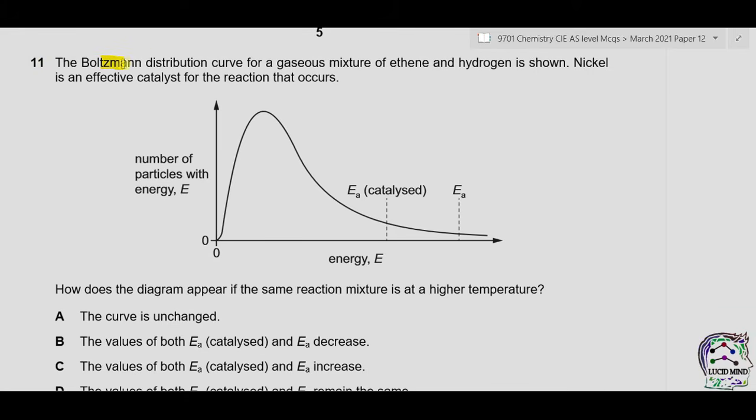Question 11. The Boltzmann distribution curve for a gaseous mixture of ethene and hydrogen is shown. Nickel is an effective catalyst for the reaction that occurs. How does the diagram appear if the same reaction mixture is at higher temperature? Now higher temperature increases the average kinetic energy of molecules. So now more molecules have activation energy to convert into products. As the area under the curve always remains constant, the curve will be like this.